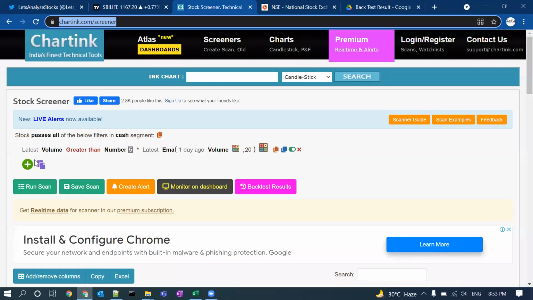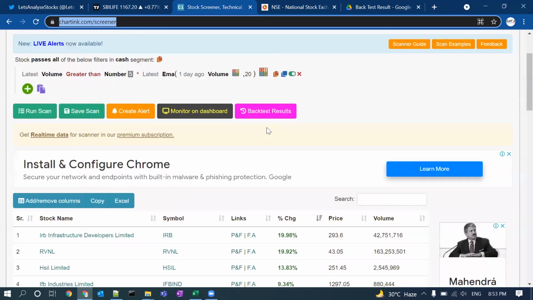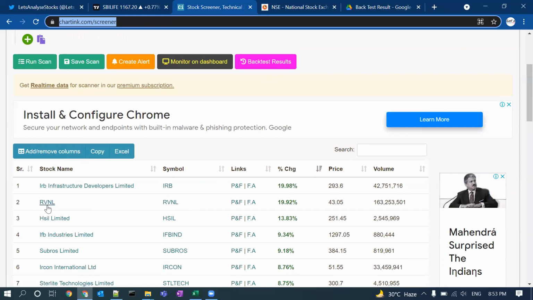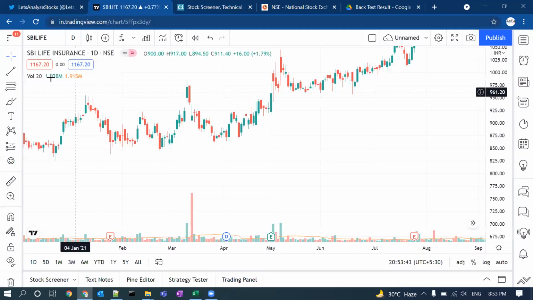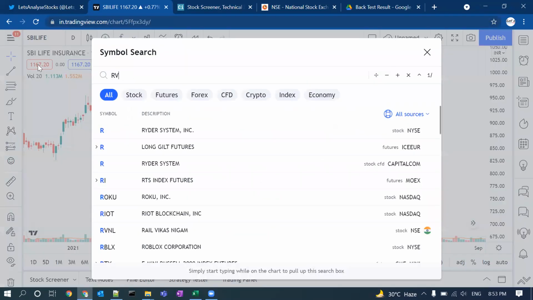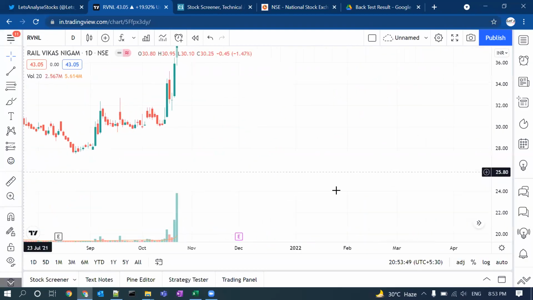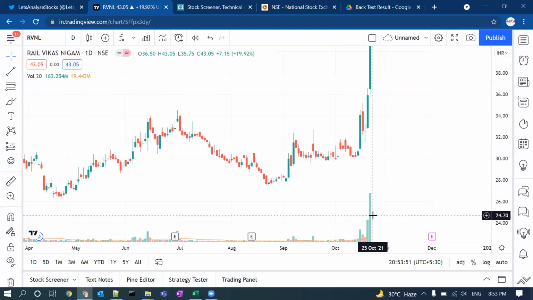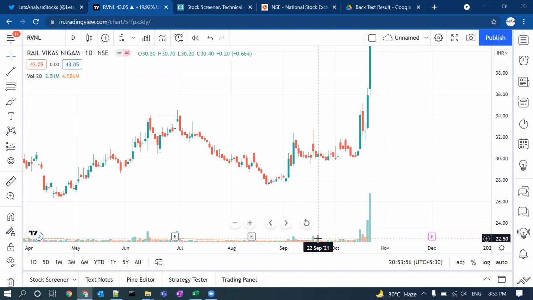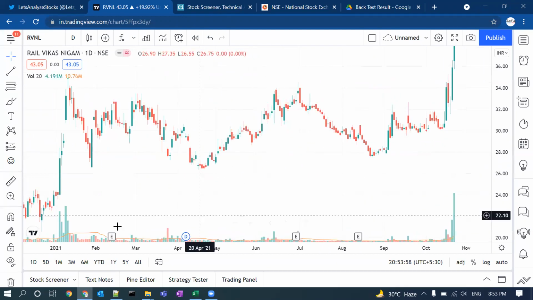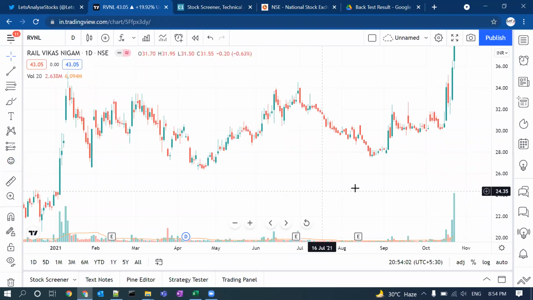So I'll open the screener. Here you can see the latest volume greater than 5 times the latest average volume. That way all the stocks will be listed. We'll take RVNL for today's example. I'm opening TradingView. In Rail Vikas Nigam Limited, you can see today's volume is much greater than the average volume. For the past 6 months, the average volume of this particular stock is around 4 million.